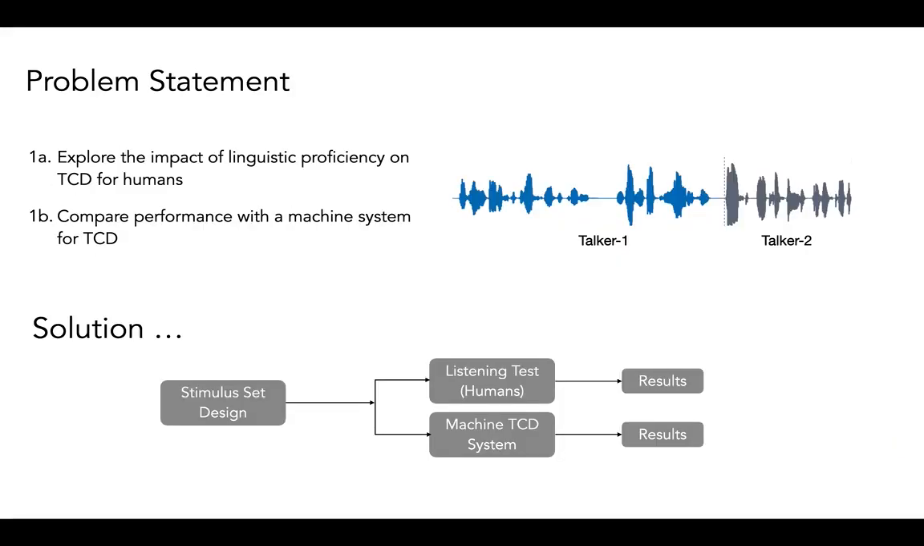The goal of this work is to explore the impact of linguistic proficiency on talker change detection for humans while listening to multi-talker speech stimuli. We also compare the performance with a machine system for the same task. As a solution to this problem statement, we propose to first design a stimulus set and then do a listening test on humans and quantify the results. Then we design a machine system and quantify the result for talker change detection on the same stimulus set.